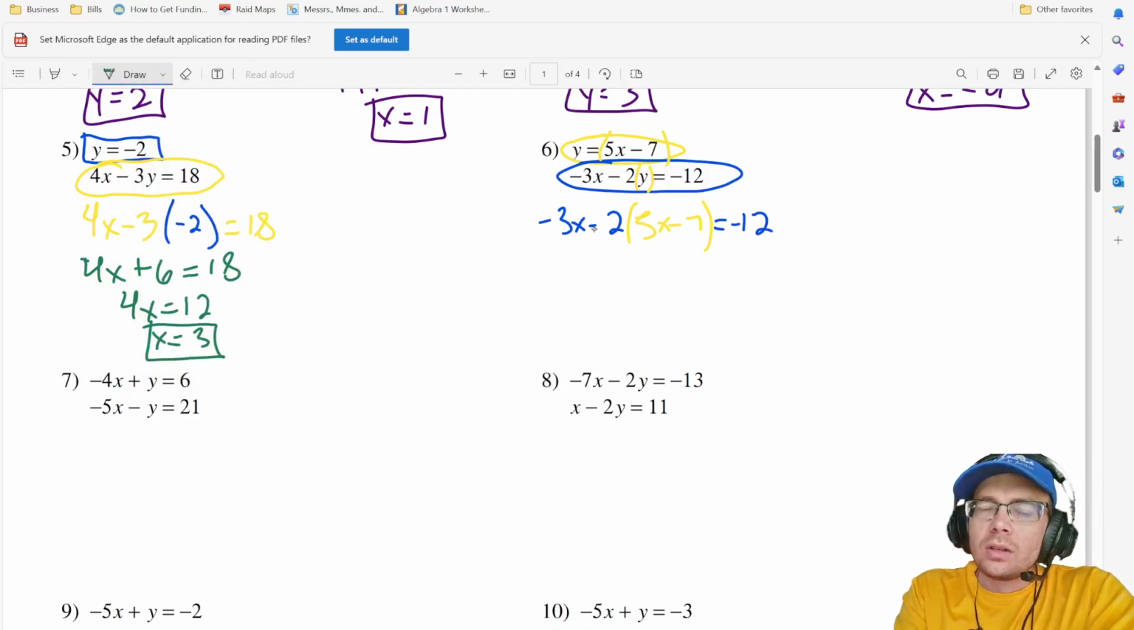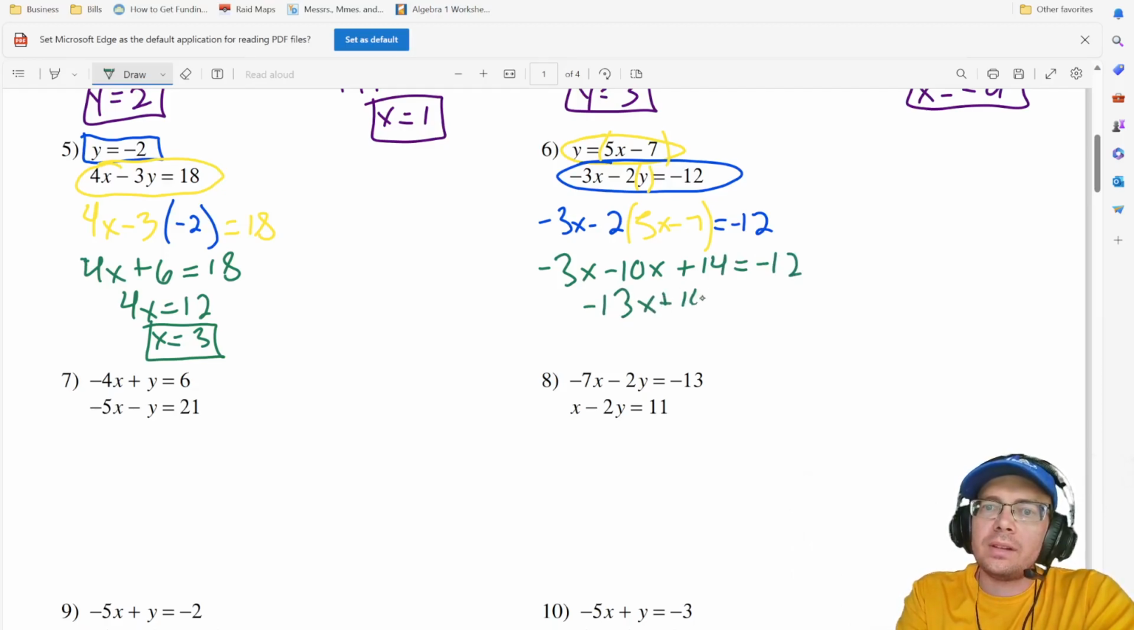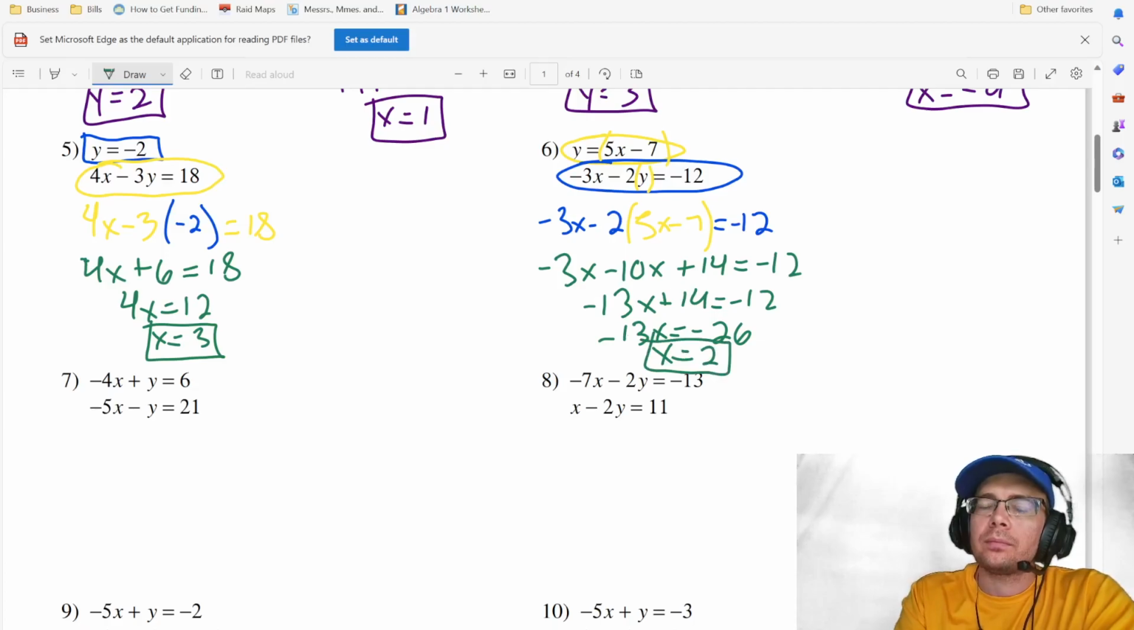Okay. So we're going to distribute. That's going to be negative 3x. 2 times 5 is 10, so that's minus 10x. 2 and 7, those are both minus, so it's going to be a plus 14. All right, negative 13x plus 14 equals negative 12. We're going to subtract 14 on both sides. Negative 26, x is equal to 2. Then we plug it back in. So we'd say y is equal to 5x, x is 2, minus 7. y is equal to 10 minus 7.